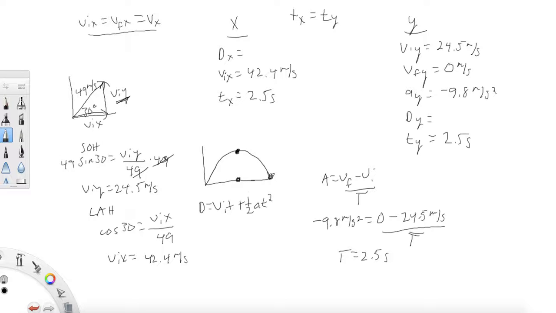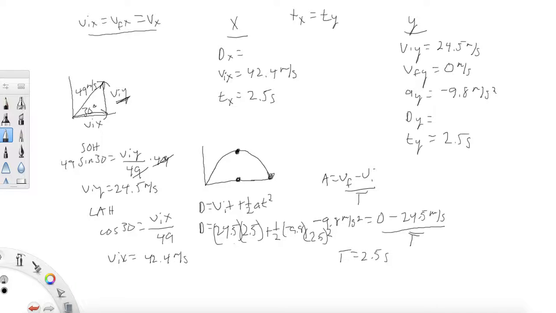And remember, this is all going to be referenced in my y direction because I'm just looking for y's here. So my distance in the y direction is equal to my initial velocity in the y direction, which is 24.5. So I'm going to say 24.5, and then my time we said was 2.5 seconds. So I'm going to multiply this by 2.5 seconds, and then I'm going to add that to 1/2. My acceleration was negative. Don't forget the negative. Negative 9.8. And then my time, once again, was 2.5. So I'm going to say times 2.5 squared.